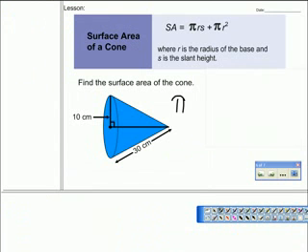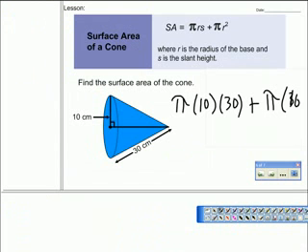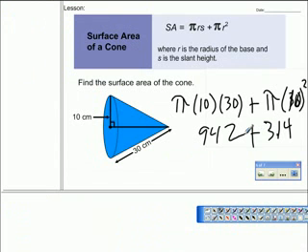So pi times the radius of 10 times 30 plus pi times 10 squared. 10 squared is 100 times pi is 314 plus 30 times 10 is 300 times 3.14 is 942. Add those two together. 1,256 square centimeters. Plugging my two numbers into the formula and go.